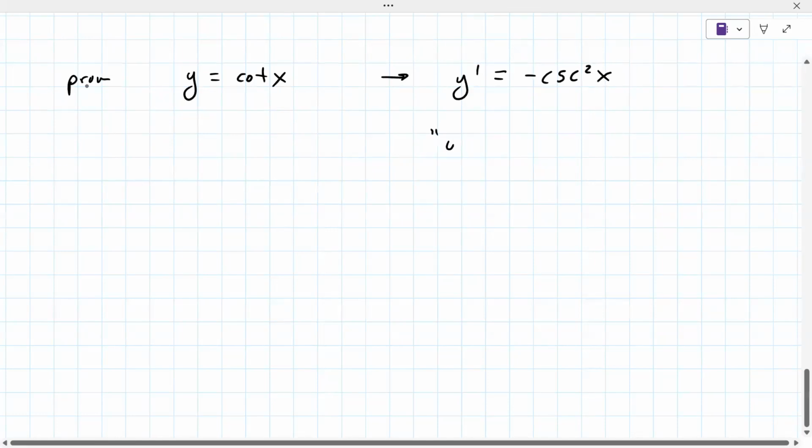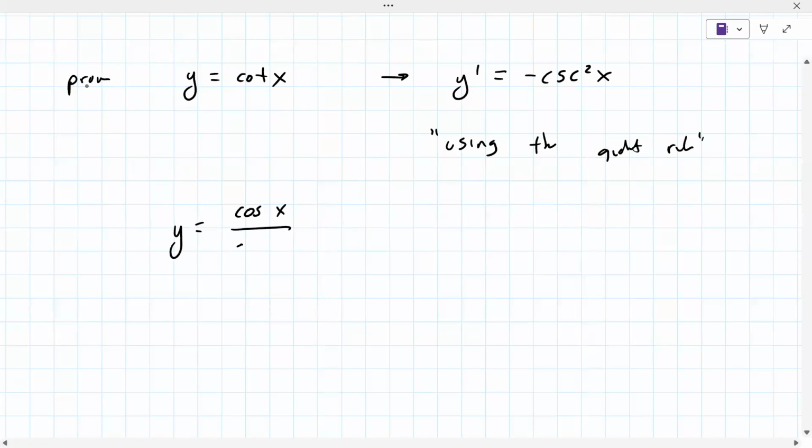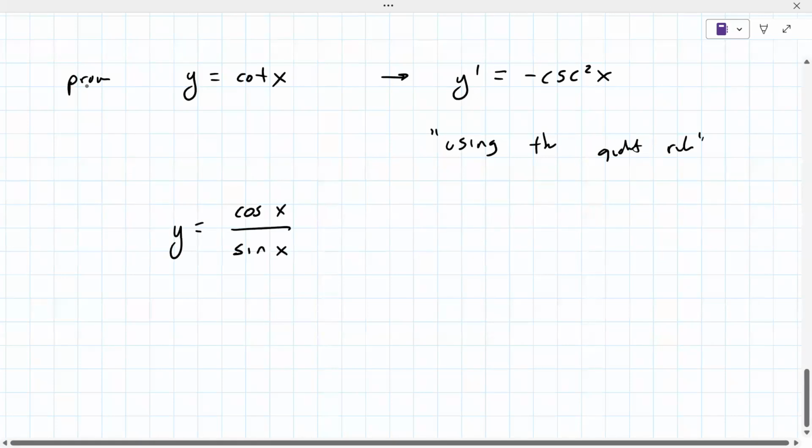And the nice instructor will tell you using the quotient rule. A not very nice instructor will make you struggle. So that means you have to rewrite cotangent, and this is where your trig comes into play. You have to remember that cotangent of x is cosine x over sine x. We know the answer. You have to get to the answer. So this time you have to use the quotient rule and simplify and get to the answer.